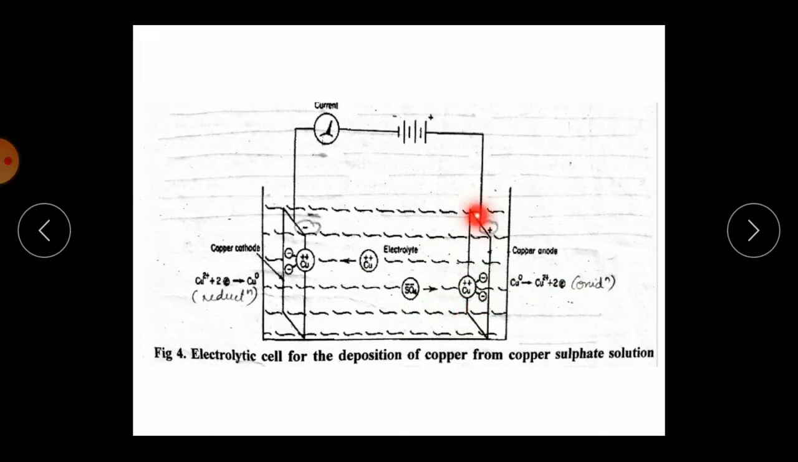anode. So that will get converted into copper 2 plus 2 electrons. So here there is a process of oxidation that is taking place. So this complete process is called as electrolysis. That is, your cation from the solution of electrolyte is going and depositing on cathode, and in order to maintain that copper 2 plus concentration, your copper from the anode is getting dissolved and it is going into the solution. So this complete process is known as electrolysis.